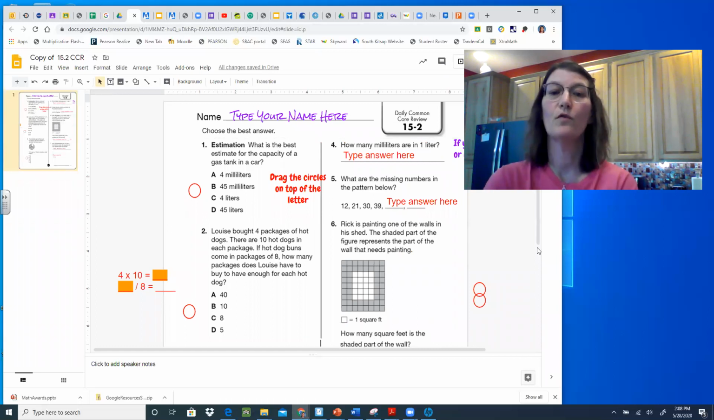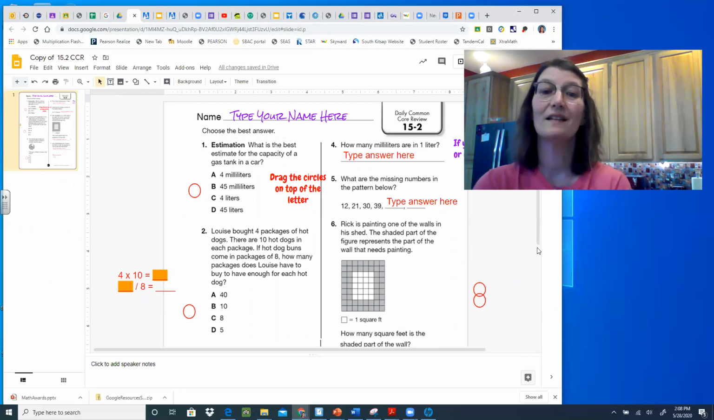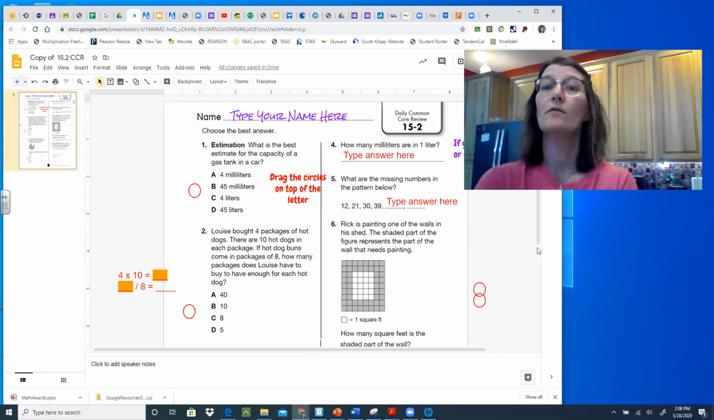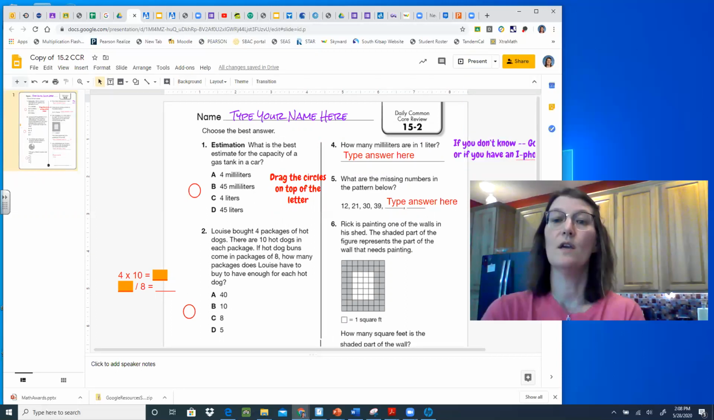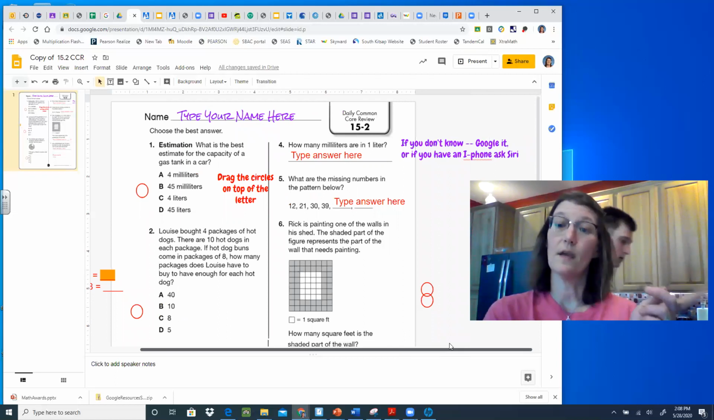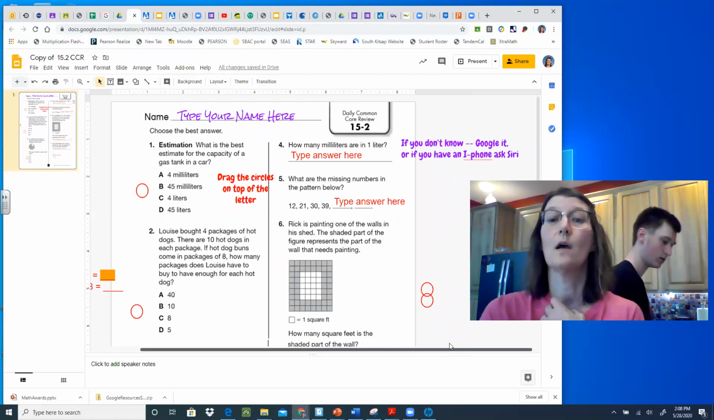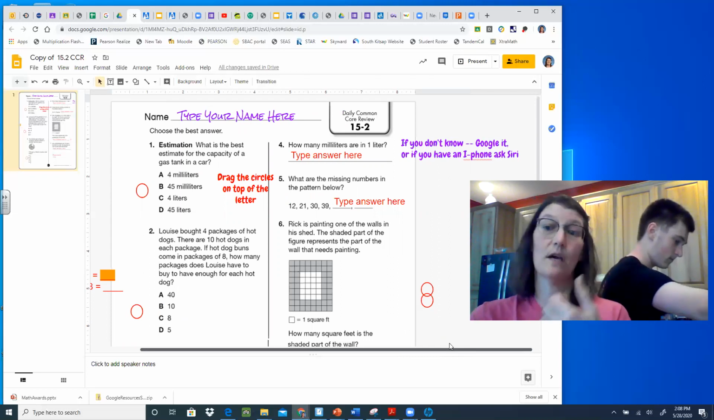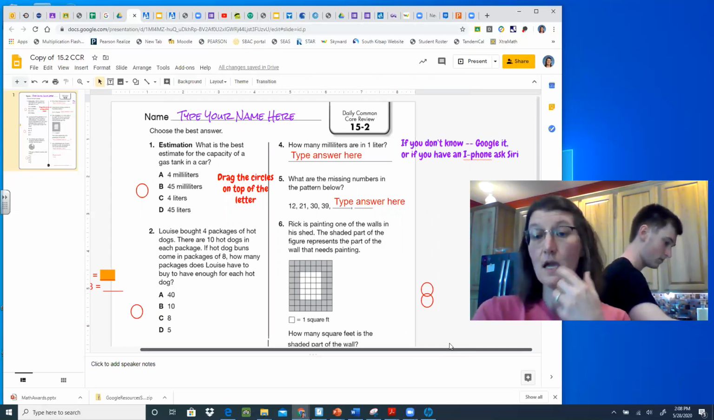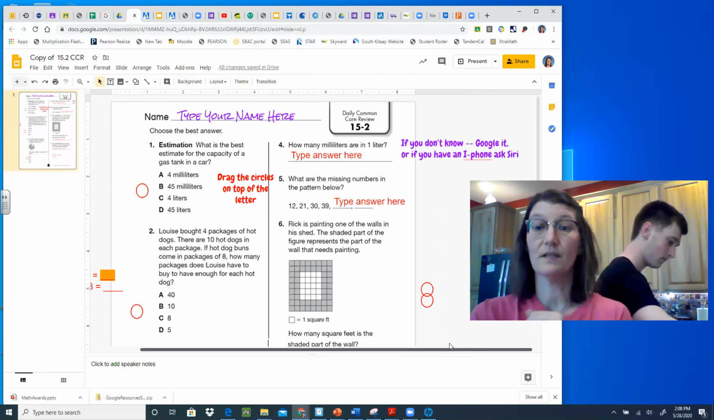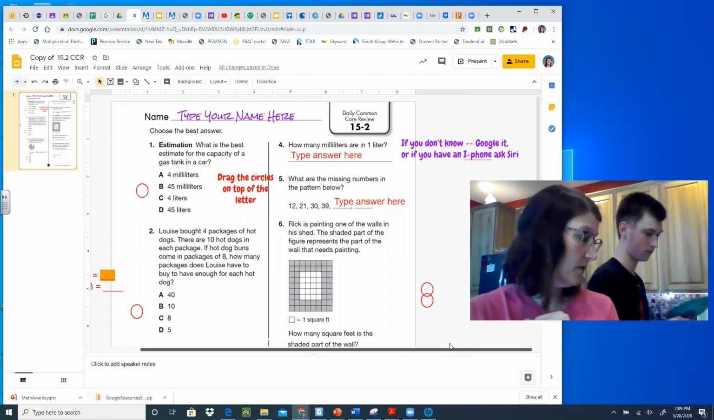Okay, number 4. How many milliliters are in 1 liter? And underneath my little photo, I have a little hint for you. If you don't know, you could Google it, or you could think about yesterday's math lesson. If you have an iPhone, you could ask Siri. I pulled out my iPhone when I was making this and I said, hey Siri, how many milliliters are in 1 liter? And she told me. So that's a strategy you can use. You want to show off your cake, Brian?